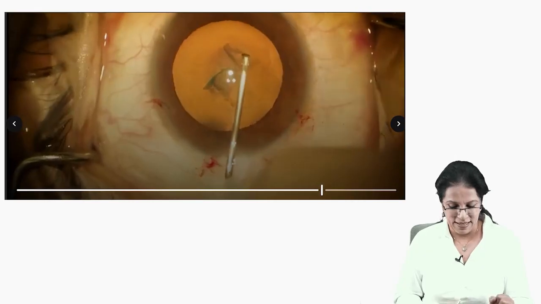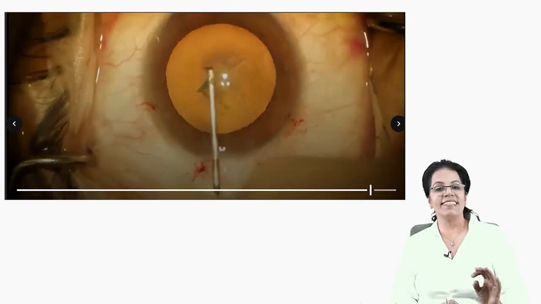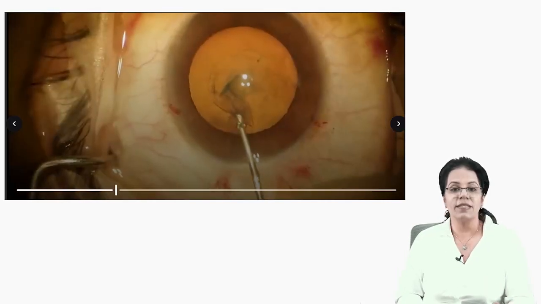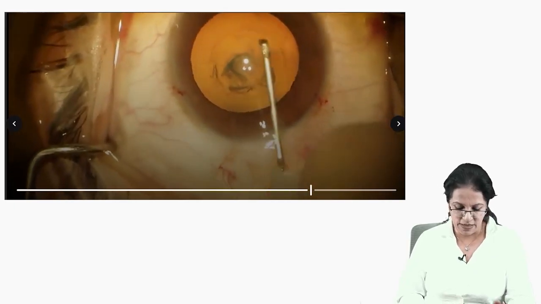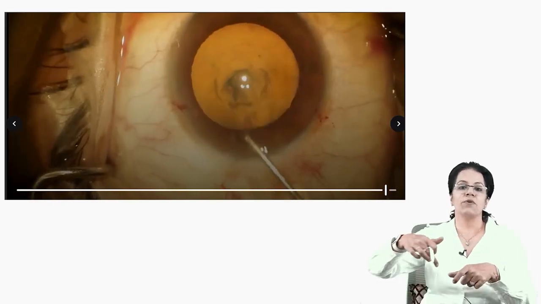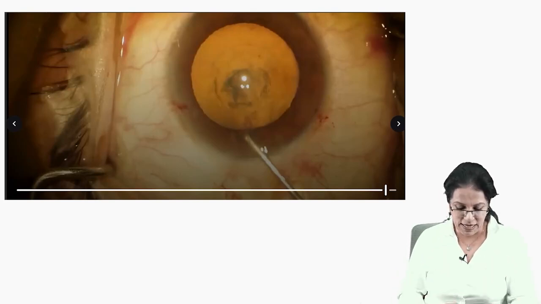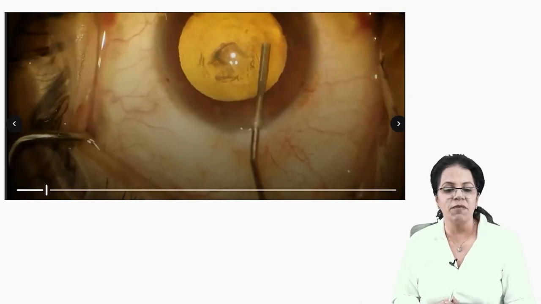Okay? Is it clear? Okay. So this is one of the most challenging things and we really need good training to learn how to do a capsulorhexis. Here you see that your capsulorhexis is almost complete and the capsule has been cut completely, and a circular opening has been made. What would be your next step?